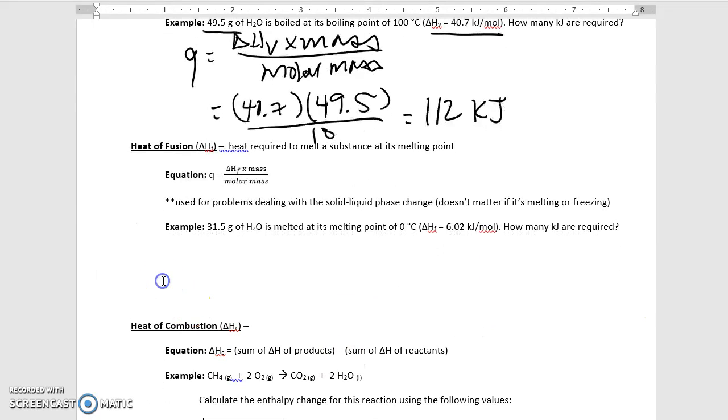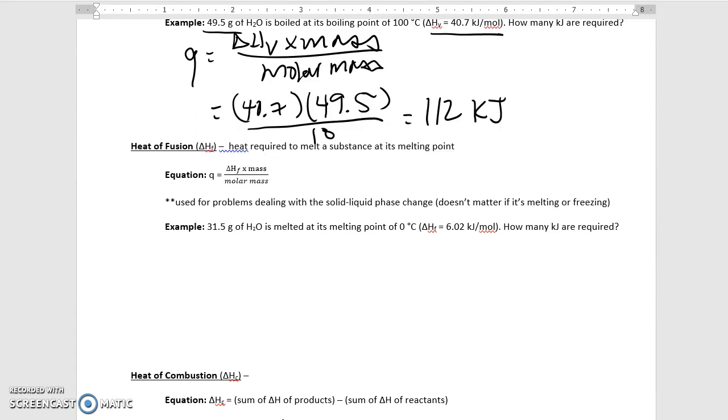So looking at this, we've got 31.5 grams of water melted at a melting point of 0 degrees Celsius. That melting point is going to clue you in that you're using the delta HF, or heat of fusion, equation. And that would also tell you that right here in this number that you're given. You're trying to figure out how many kilojoules are required. So once again, you are solving for Q.